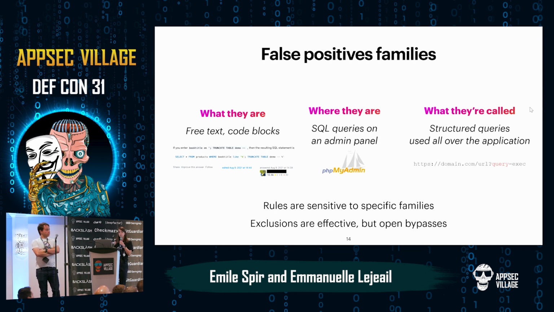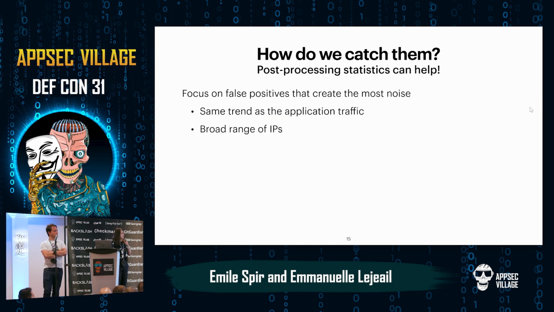And different type of rules are going to be sensitive to different type of false positive families. So you have to kind of look for them. And for example, if you manage to detect some false positive based on the free text, what you can do is just pass list free text for some of the rules that trigger on them. All right. We've talked about families.